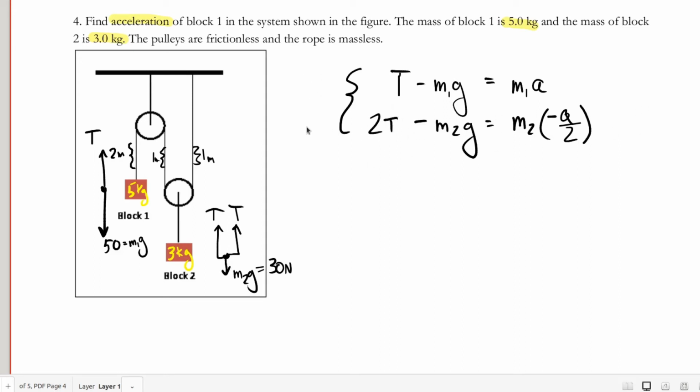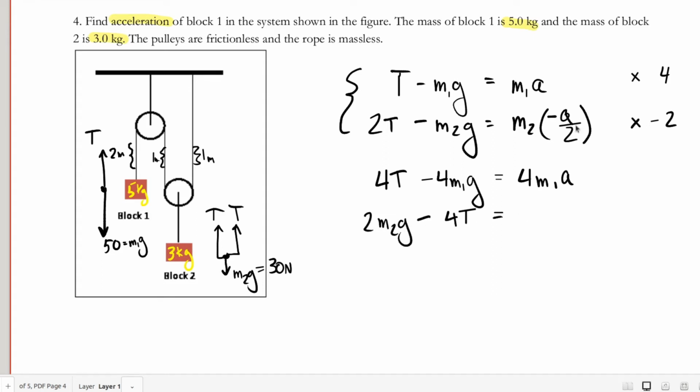So let's see, how could we approach that from a linear combination viewpoint? I think that I can multiply this bottom equation times -2, and that should help me clear this denominator and give me something with no fractions. And that would give me -4T here, so I'd like to multiply the top equation times +4. Let's apply that and multiply through. First equation becomes 4T minus 4m1g equals 4m1a. Multiplying through by a negative number here, I see that I can reverse the order of terms here. So I'm going to have 2m2g minus 4T equals positive now, and canceling the 2, positive m2a.